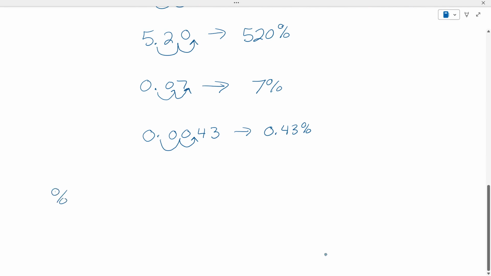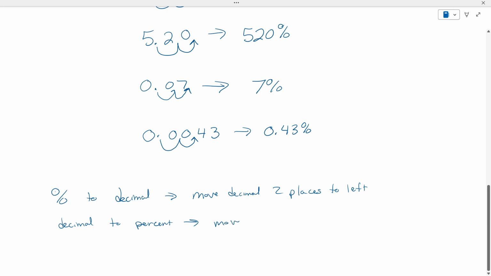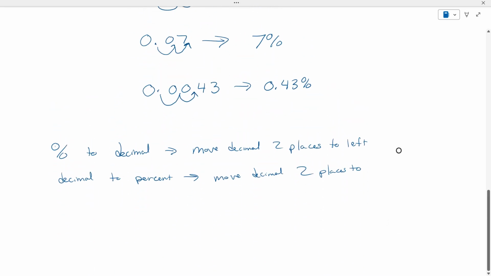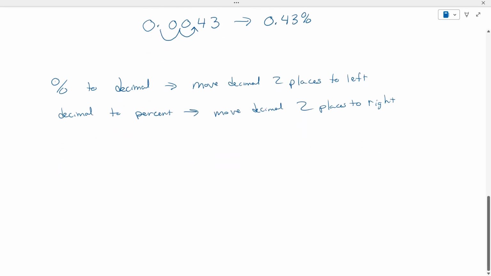So, what have we learned so far? Well, when we make a percent to a decimal, move the decimal 2 places to the left. When we make a decimal to a percent, move the decimal 2 places to the right. Okay? All right.